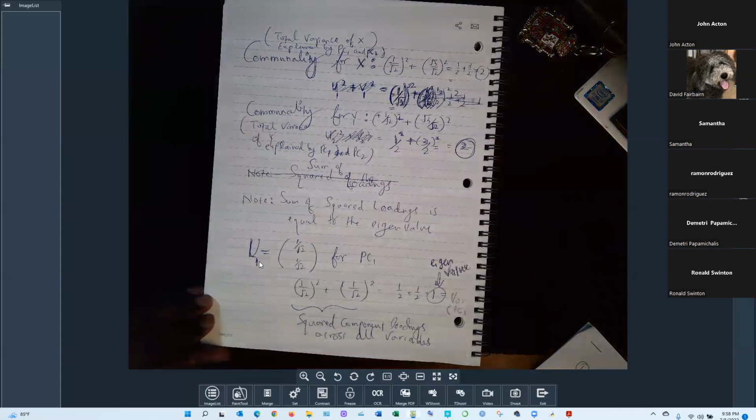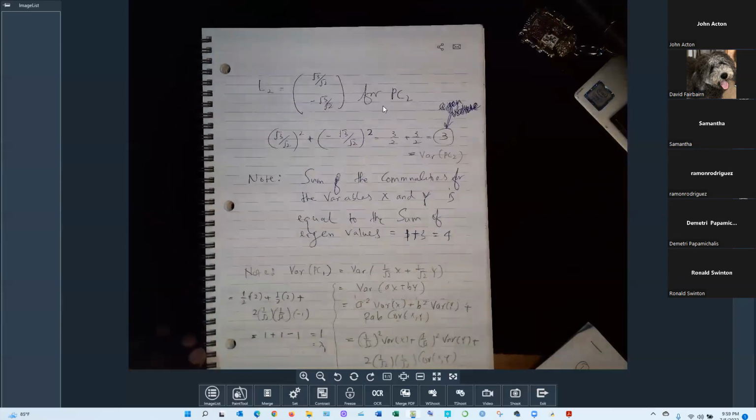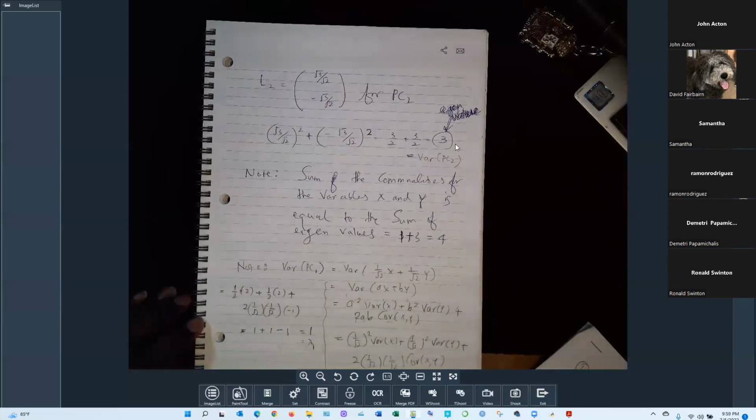I go to my eigenvector, or the loading L1, not U1, the loading. I square those: 1 over root 2, 1 over root 2. Then I get the eigenvalue 1. In a similar fashion, if I do the same thing for the second loading for PC2, I get the second eigenvalue. The sum of the communalities for the variables x and y is equal to the sum of the eigenvalues.